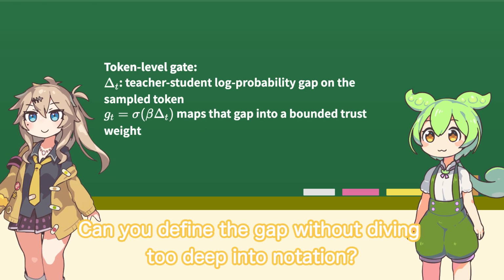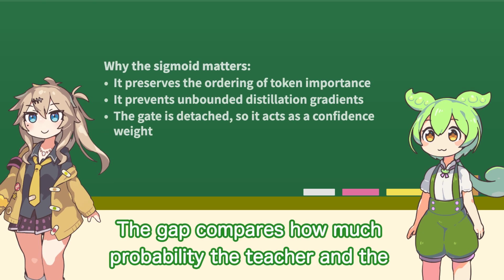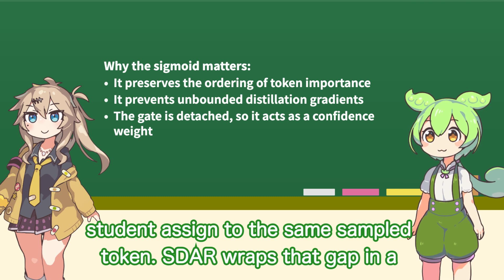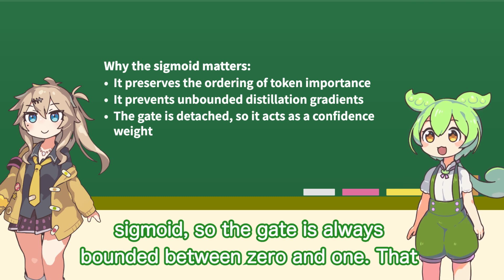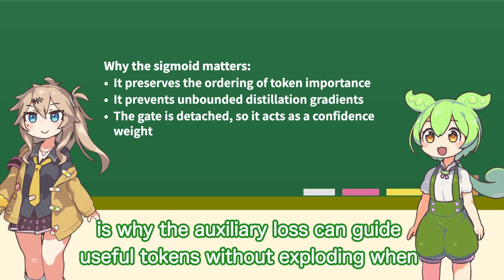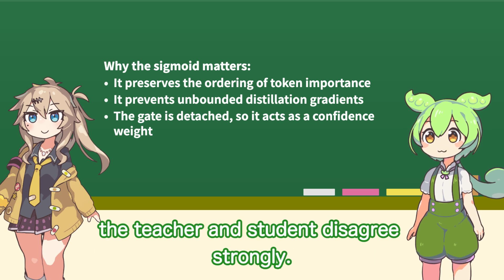Can you define the gap without diving too deep into notation? The gap compares how much probability the teacher and the student assign to the same sampled token. SDAR wraps that gap in a sigmoid. That is why the auxiliary loss can guide useful tokens without exploding when the teacher and student disagree strongly.